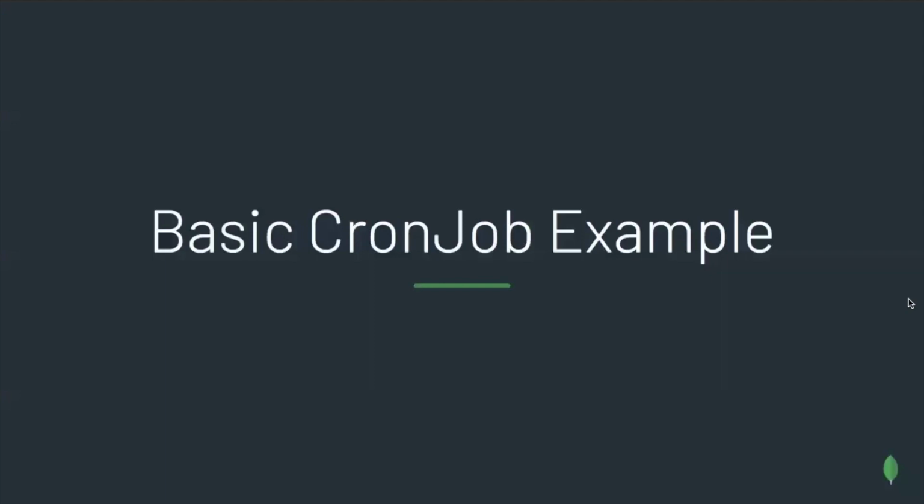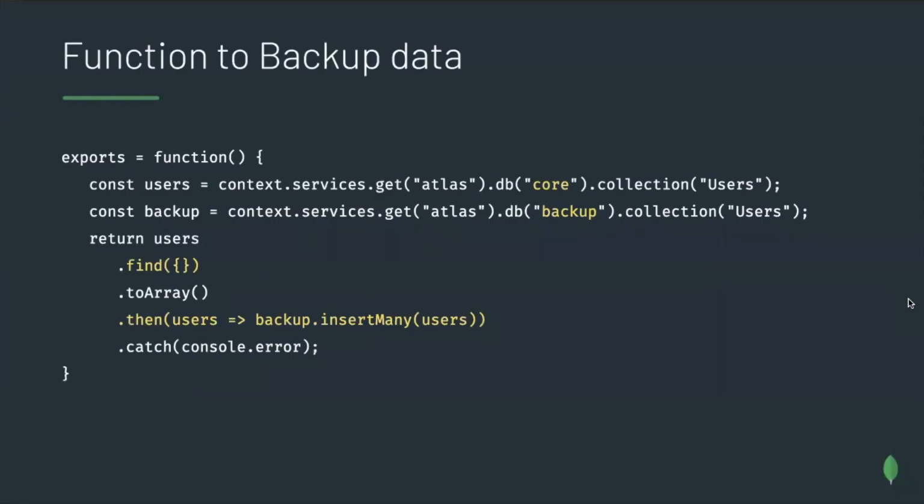So let's see a basic cron job example. Let's suppose that we have a core database and a backup database. What we want to do is every day copy the users from the core database and create a backup of all the users in the backup database. So simply, we find all the users and we transfer them into the backup database. Very simple, very naive, but it's as easy as it gets.